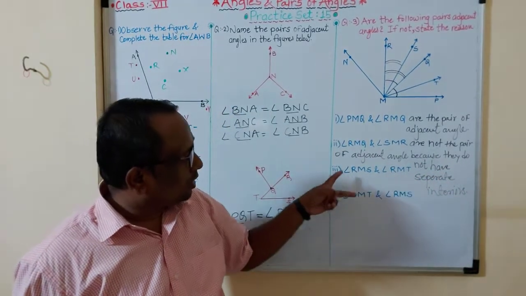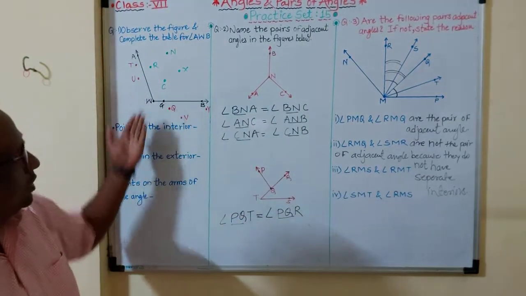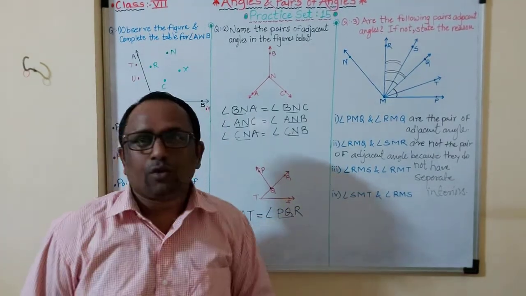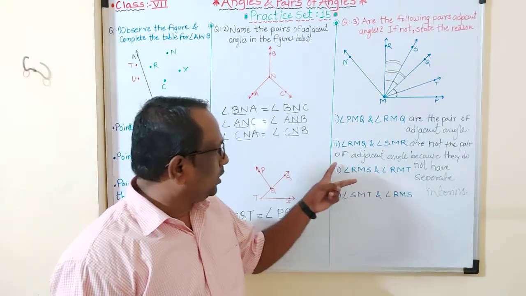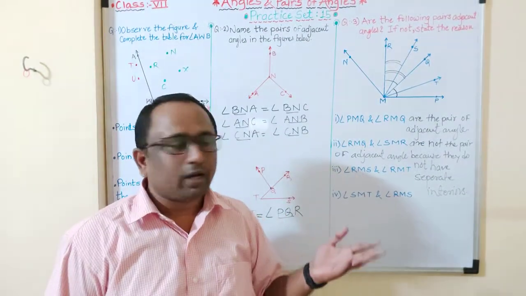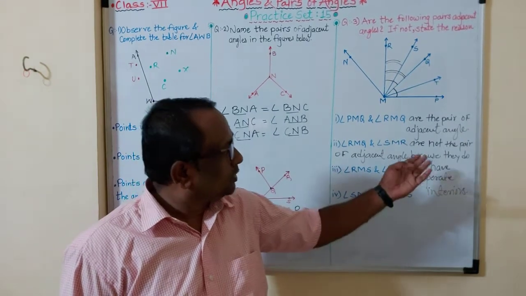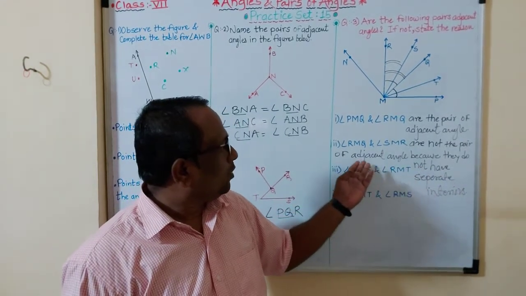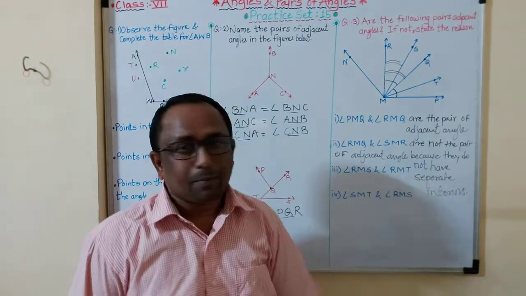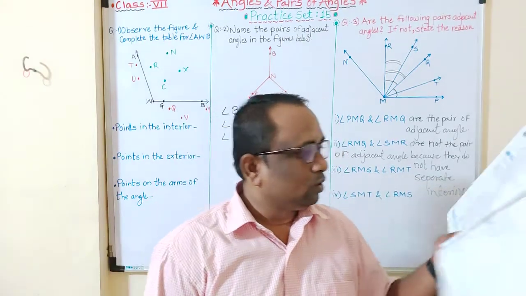Now students, for homework, I already explained this one. At least these two you have to solve for homework. In the third and fourth examples, if there is a pair of adjacent angles, you have to write pair of adjacent angles, and if not, then you have to write the same reason: because they do not have separate interiors. That's how you have to solve.